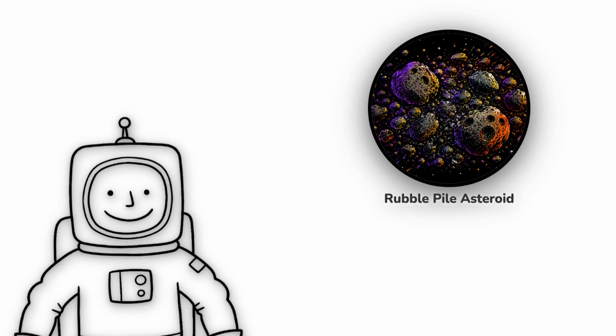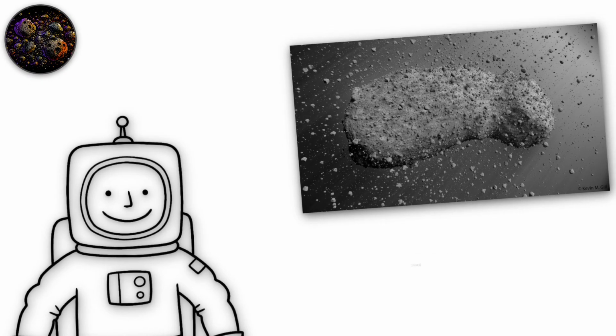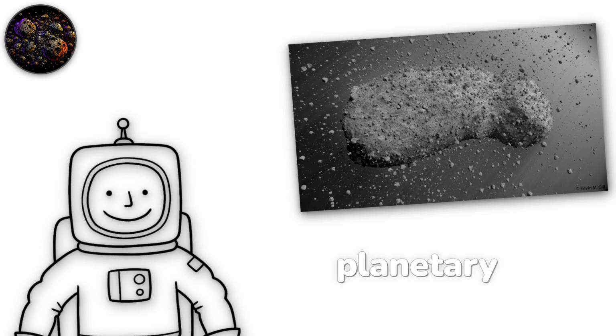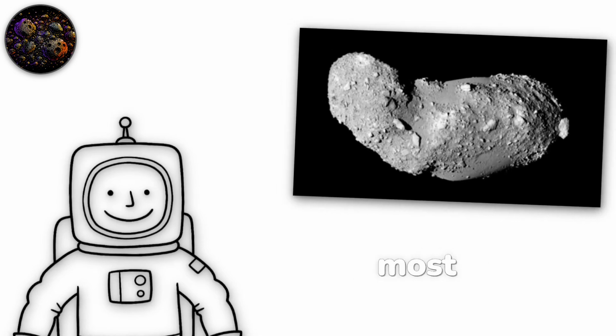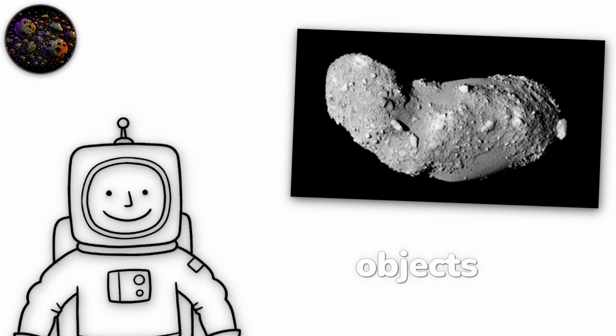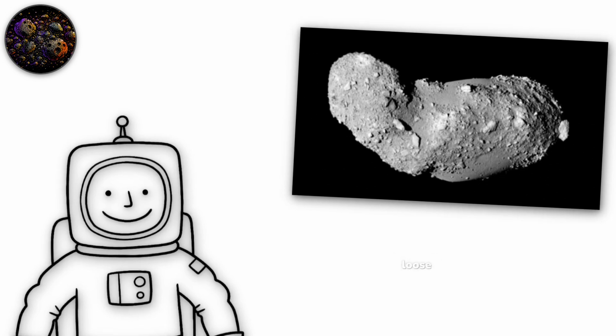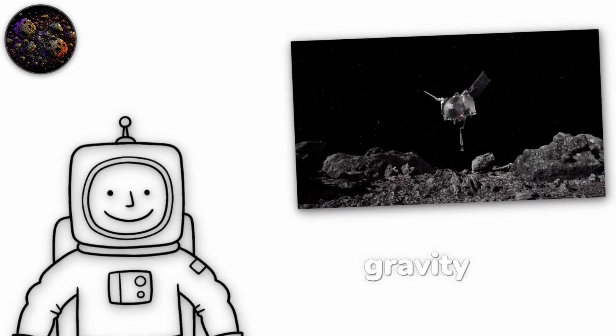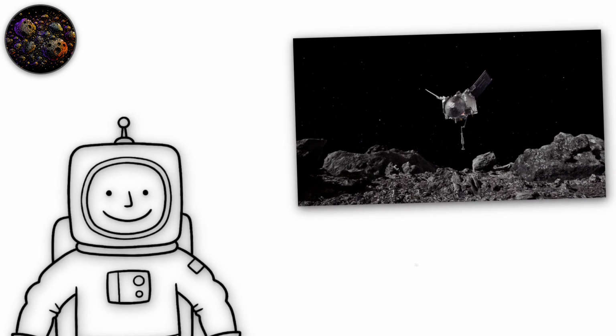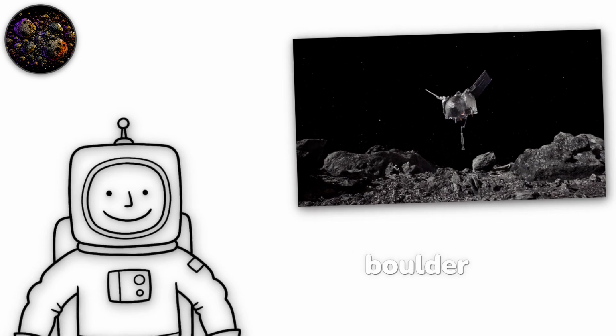Rubble pile asteroid. Rubble pile asteroids were one of the most counterintuitive concepts in planetary science: the idea that some of the solar system's most ancient and most structurally coherent appearing objects were not solid rocks, but loose aggregations of countless smaller fragments held together only by gravity, their interiors being more similar to a pile of gravel than to a solid boulder.